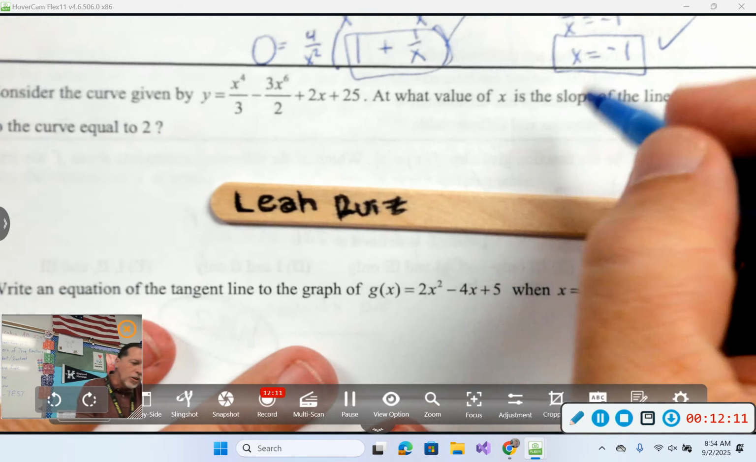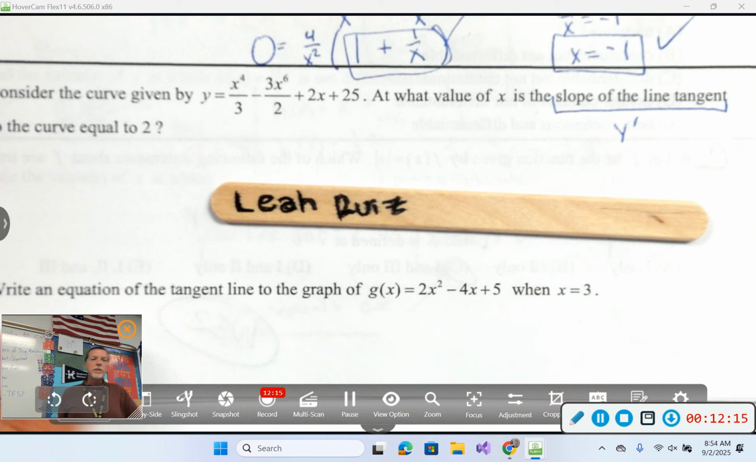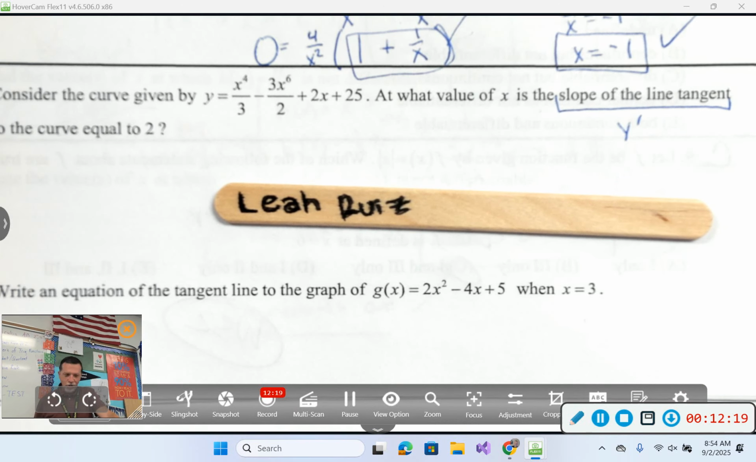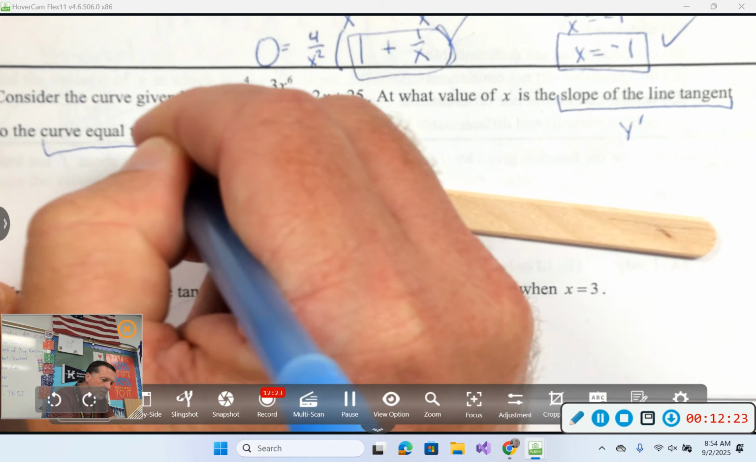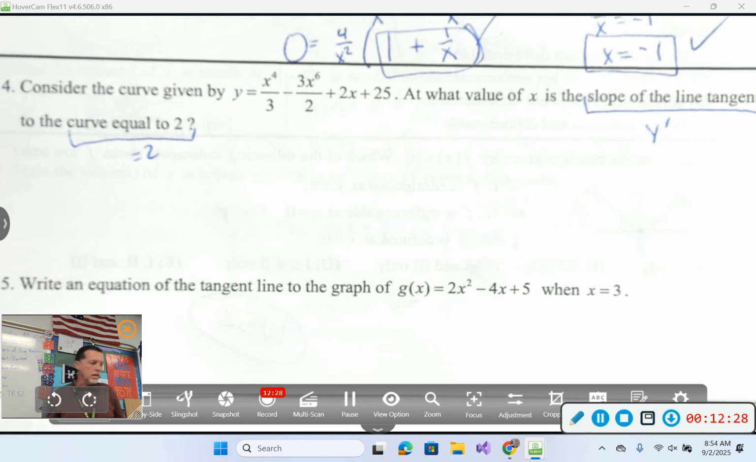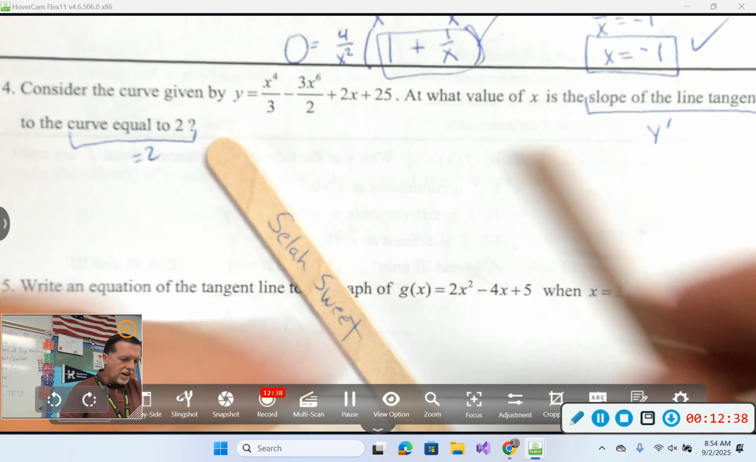So that slope of the tangent line, that's the find the derivative part. What will we do after we find the derivative? Good, set it equal to 2. So y prime equals 2. Okay, so now I need to find that derivative. Looks like I got 4 derivatives to take.